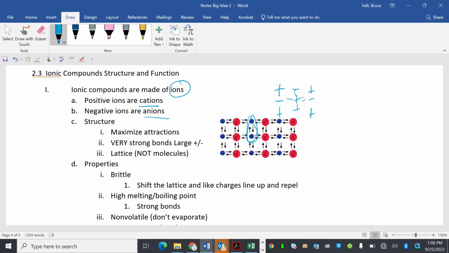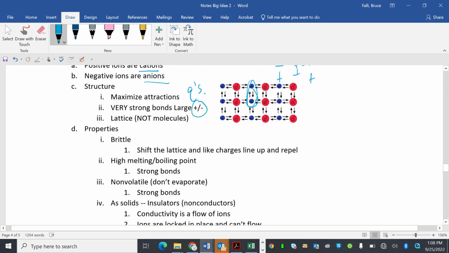So you've got huge positives and negatives. That's huge Q's as far as Coulomb's law goes. And you have a lattice. So you've got a bunch of huge Q's.